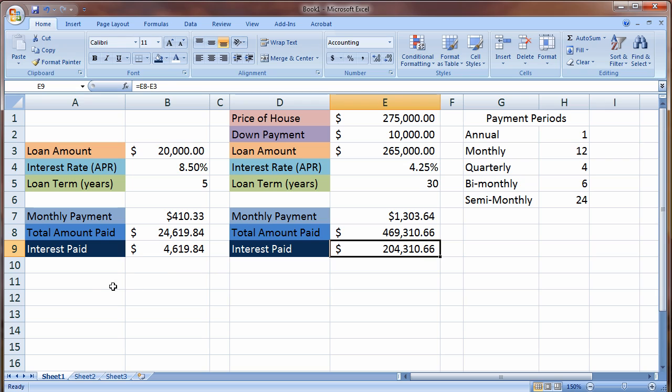So I want to highly encourage you, go ahead, create your own loans, figure out what you're currently paying on things. It might just shock you, but at least you'll be informed.